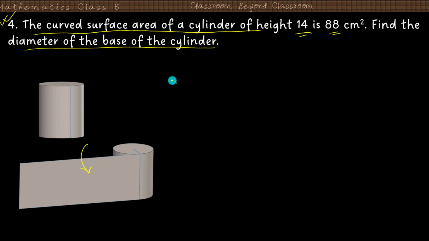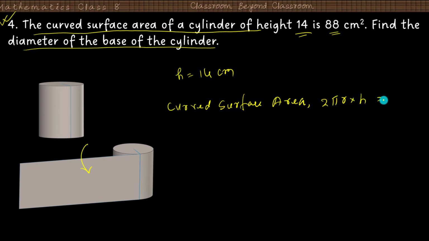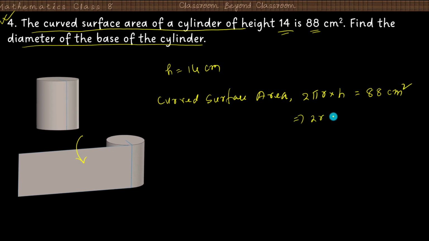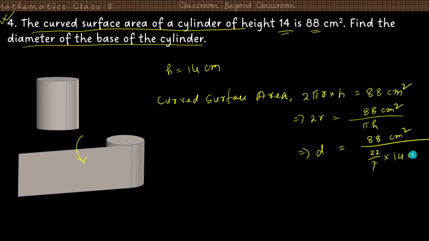So this is the curved surface area. Height h is equal to 14 centimeter, and curved surface area, that is equal to twice pi r into h, is equal to 88 centimeter square. Twice r is equal to 88 centimeter square divided by pi h. And what is twice r? That is the diameter of the base circle, that is equal to 88 centimeter square divided by 22 divided by 7 multiplied by h. Height is 14 centimeter.